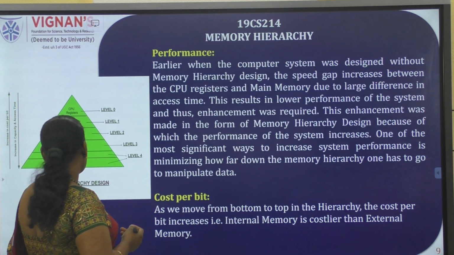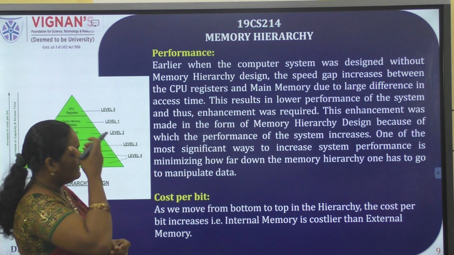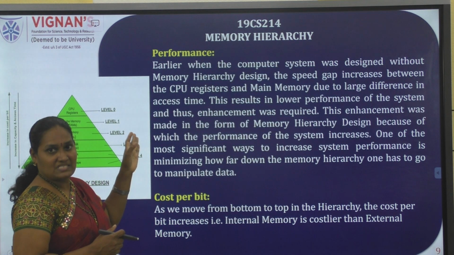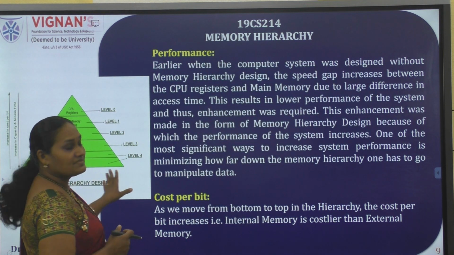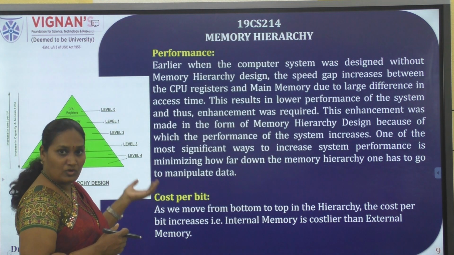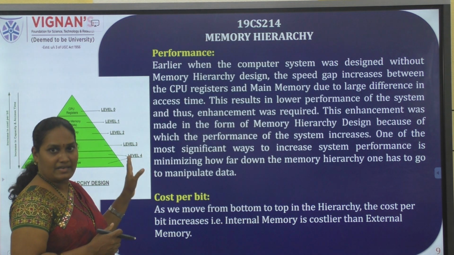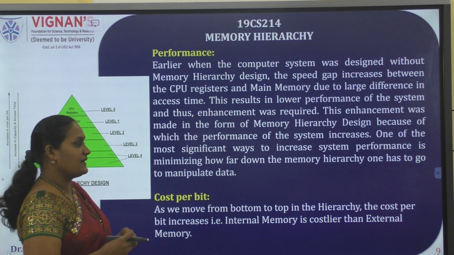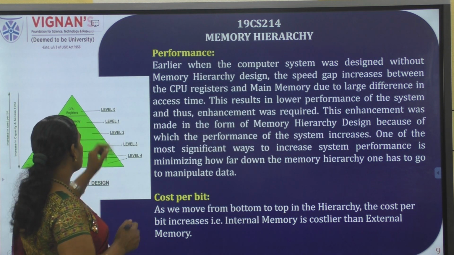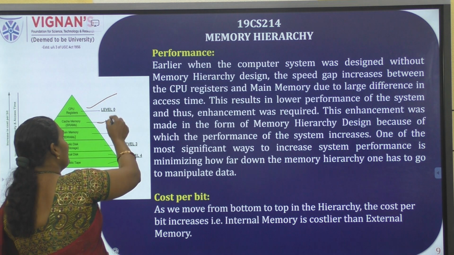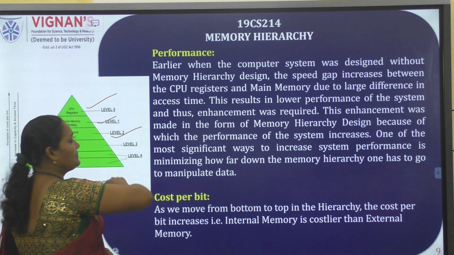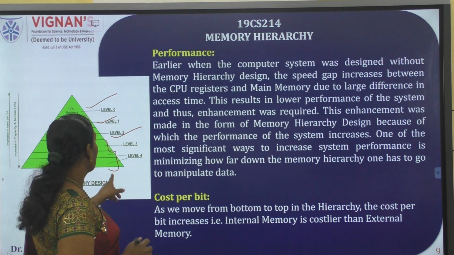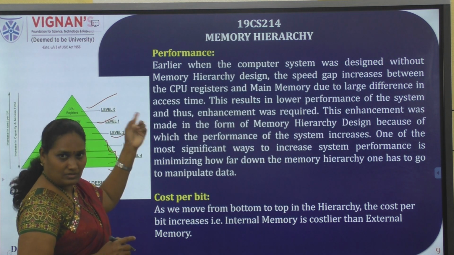And the third one is performance. If you consider performance, the CPU registers are very fast when compared to the secondary storage devices. Even though secondary devices can store more data, we cannot access data or instructions as fast as from the CPU registers. And coming to cost per bit, the CPU registers are costlier than cache memory. Cache memory is costlier than main memory. Main memory is costlier than secondary storage units. Here, the cost per bit increases from bottom to top.